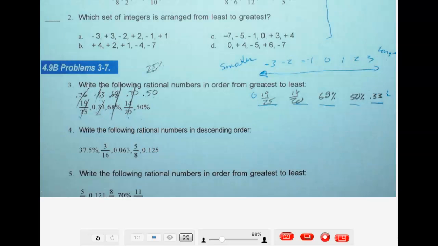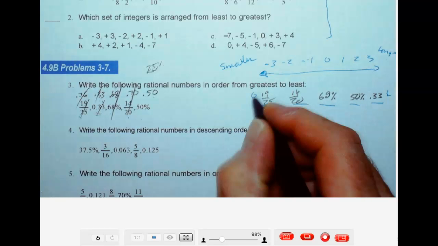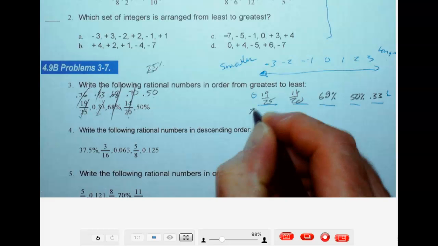Now, there's nothing fancy or difficult about that. I made them all into decimals, which by the end of this unit you should be able to do. Make them all into decimals and then put them in order. In this case, it was greatest to least. The most common wrong answer is least to greatest. These were greatest to least, so this is the largest right here.